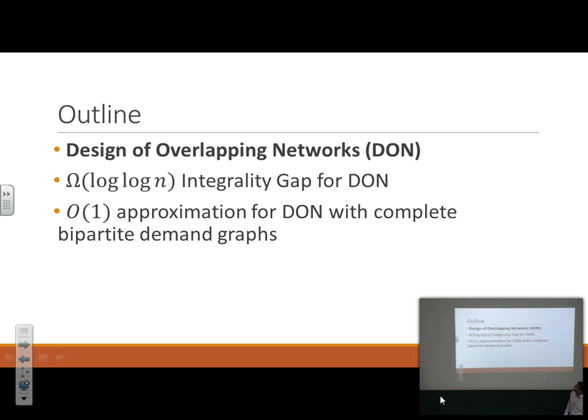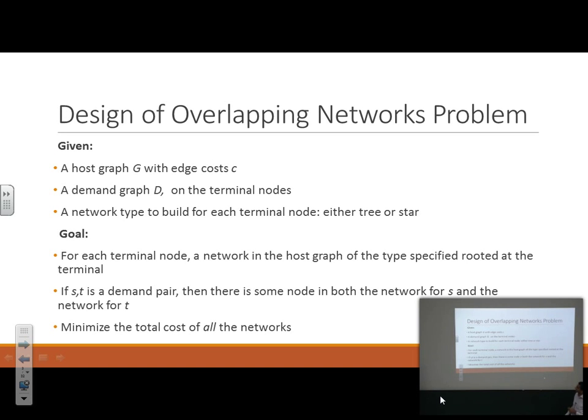Thanks, Michelle. Yeah. So first I'll define the problem, I'll show you that integrality gap I promised, and then I'll show you the one special case where we can improve that to a constant factor approximation algorithm by a reduction, and that'll be it. Okay, so what's the problem?